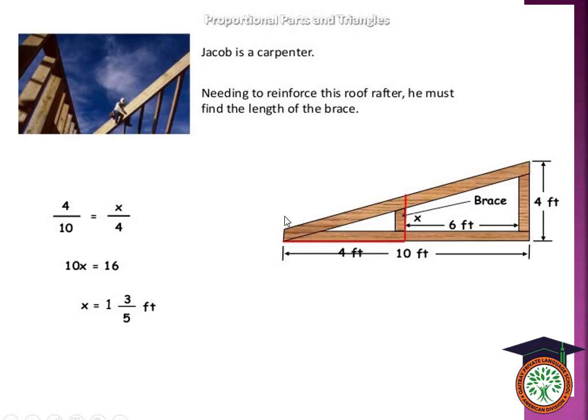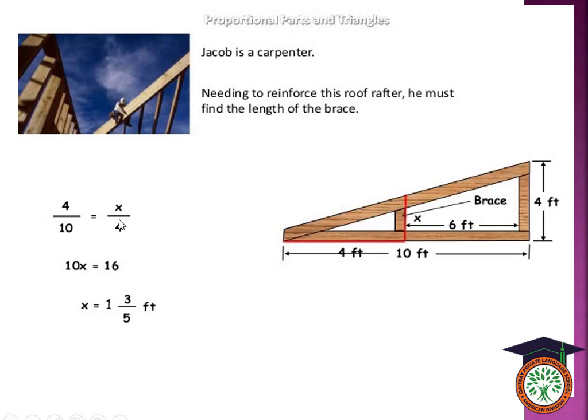Of course, I will not use any dimension here because I don't have any length here for the other two sides. So I will use a part of my proportional. So I will start here with this side over the whole side, and this side over this side. So I have here two ratios that are equal.